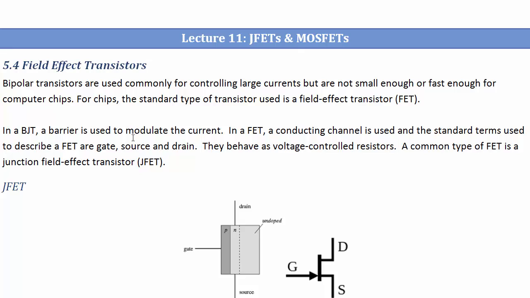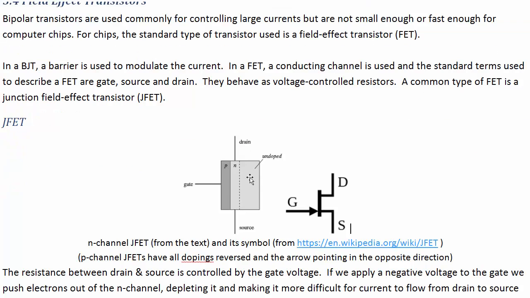In a BJT, we had a barrier to modulate the current. In a FET, a conducting channel is used, and the standard terms are gate, source, and drain. So the gate is the control, the source is like what the emitter was before, it's the source of charge carriers, and the drain is the drain of charge carriers. The gate is like the gatekeeper for how many charge carriers can get through this channel. This is called an N-channel FET. This particular kind we're looking at is a JFET, or junction FET. The circuit symbol looks like this for the N channel.